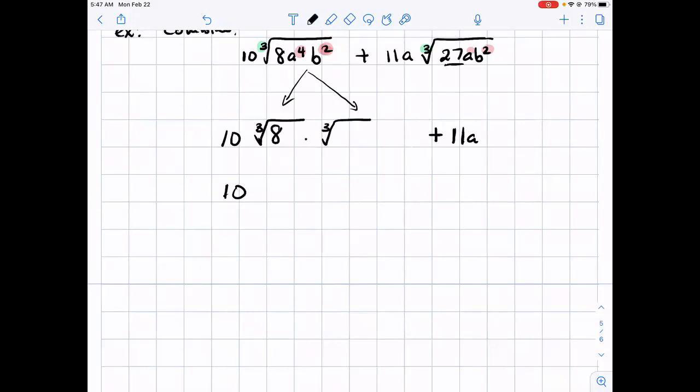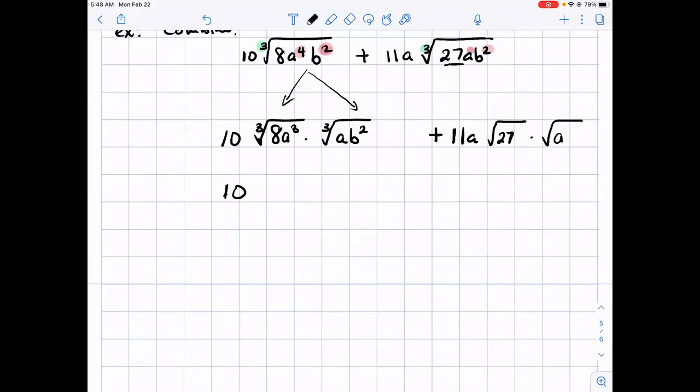So 8, we know the cube root of 8, so we don't have to simplify the number. However, a to the 4th, so we have a cube times a to the 1. And since the b power is a 2, that cannot be simplified because it's less than the index. Okay. Same thing we'll do over here. We need cube root of 27. So 27, we know the cube root of 27. The power of the a, I said, is a to the 1. So it's smaller than the index. So that cannot be simplified.